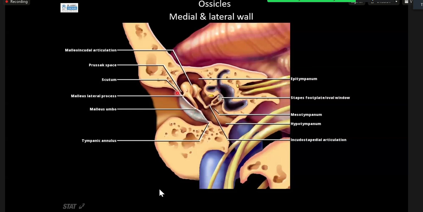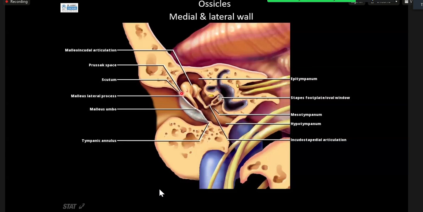There is a bone here by the name of scutum, very important bone, FRCR bone, because this part where I'm pointing out is known as Prussak's space. Prussak's space is in between the body of the incus, which is this one, the head of the malleus, and this bone. This is known as Prussak's space. Cholesteatomas, anatomically speaking, are two types within the middle ear cavity. The most common is known as pars flaccida cholesteatoma.